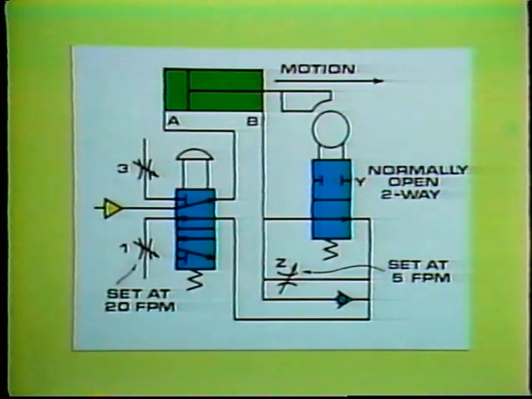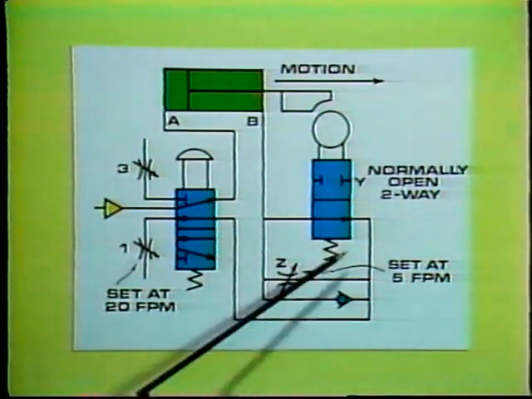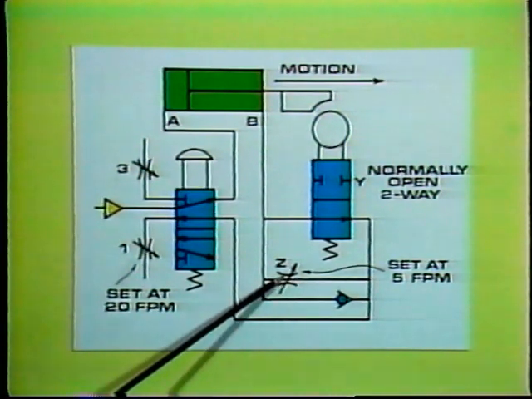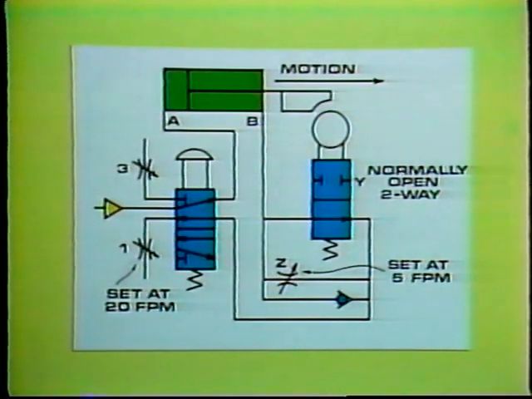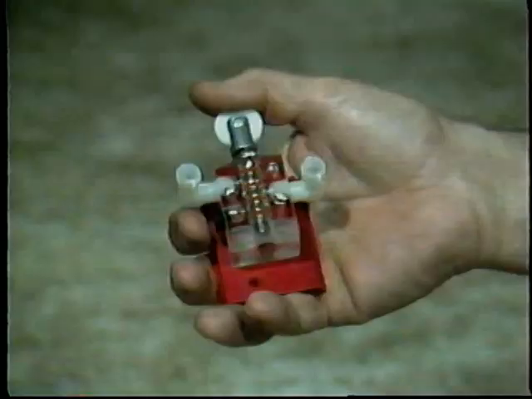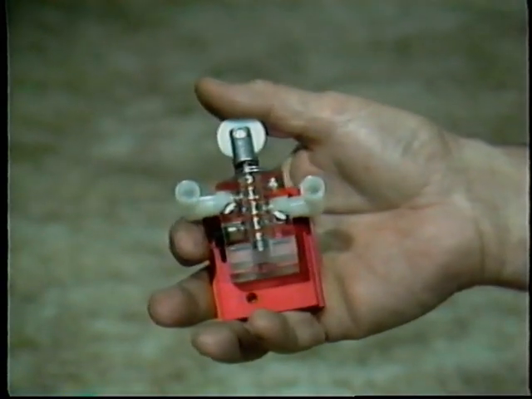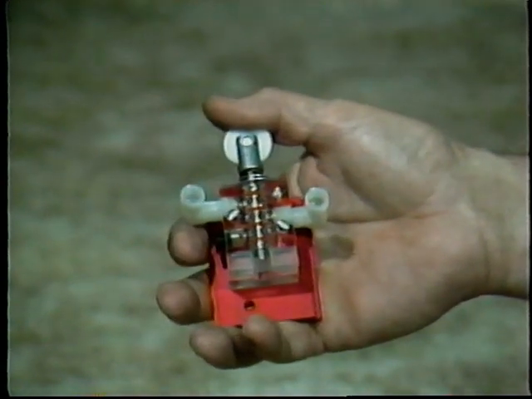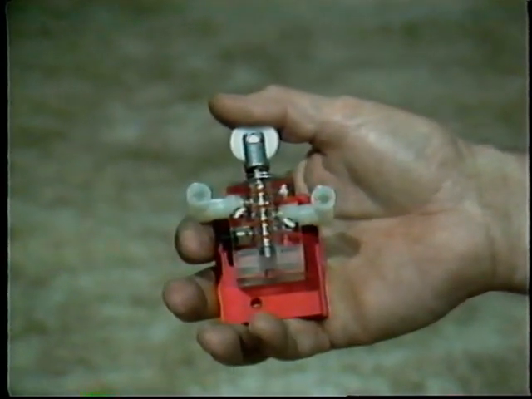To obtain the reduced speed in the forward stroke, we will need not only this 3rd flow control valve, Z, but also a means of detecting cylinder position, since the specifications require a drop to 5 feet per minute after 5 inches of travel. To do this, we're going to use this normally open or passing cam-operated valve.